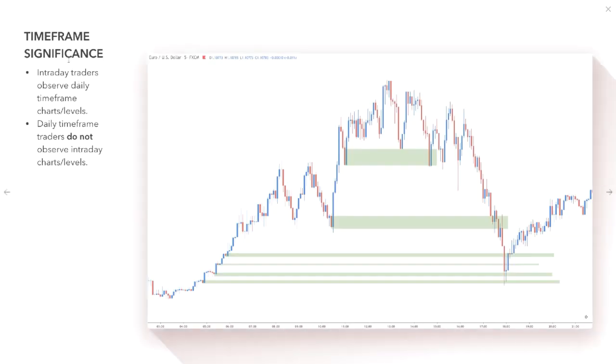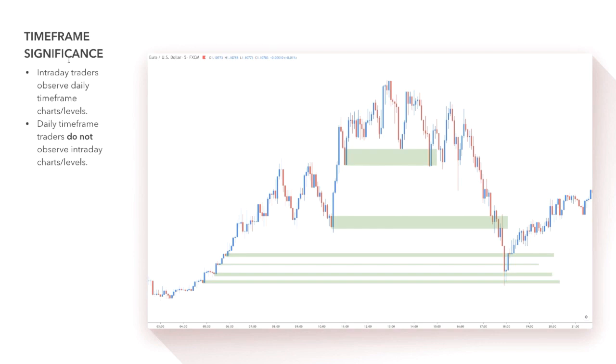One of them is basically the time frame significance. Intraday traders will generally observe daily time frame levels, right? And daily time frame traders do not really observe intraday charts and levels because they see it as noise. So you've got to think about the Forex market and how much supply and demand is transacted on a price chart throughout a certain time frame.